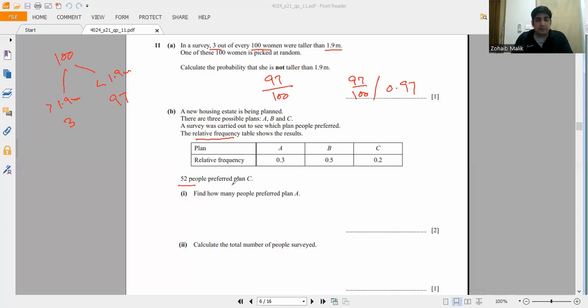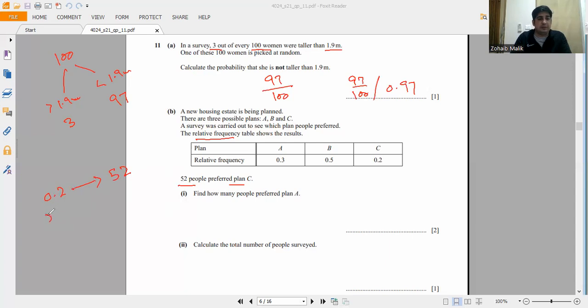52 people preferred plan C. So always keep remember the probability and their quantity is directly proportional to each other. It means directly proportional means you can use the cross multiplication method. So find how many people preferred plan A. बड़ा सिंपल कर लेते हैं. C quantity is given, so it means 0.2 probability is representing 52 people.